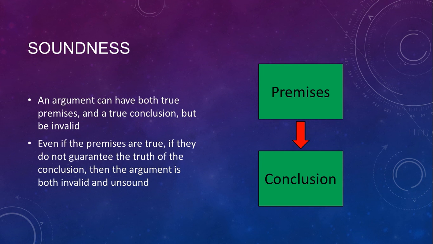An argument can have both true premises and a true conclusion, but be invalid. That is, you can say one true thing and offer it as a reason for believing another true thing, but it not be a valid inference. So that's unsound and invalid.